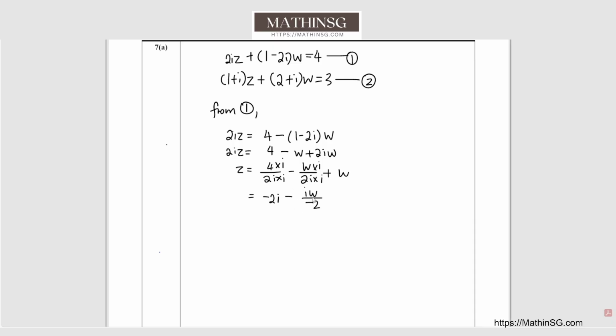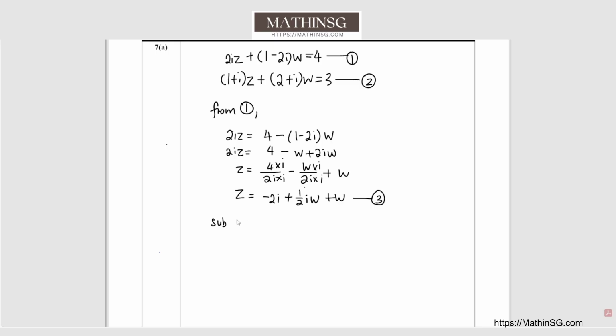So basically it equals plus half i, or you just type in negative 1 over 2i in your calculator, you also get plus half i. So this is what we get. z is equals to negative 2i plus half iw plus w. And I'll label this as equation 3.